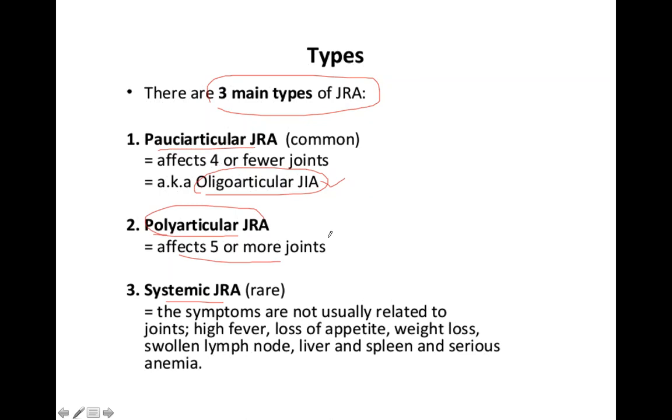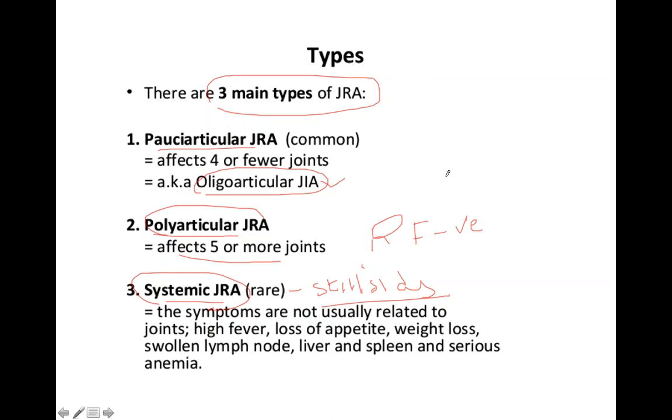Systemic juvenile rheumatoid arthritis is also called Still's disease. And if the patient is more than 16 years of age, then it is called adult onset Still's disease. The rheumatoid factor is negative in Still's disease. In most cases of rheumatoid arthritis it was positive, but here it is negative.